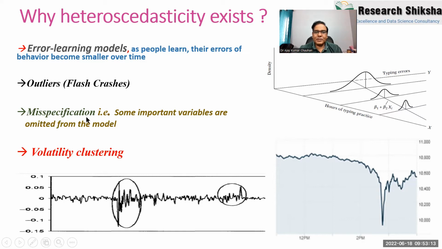Then misspecification. Sometimes you are not adding important variables in the regression model, and because of the missing important variables in the regression model, the error terms become volatile.